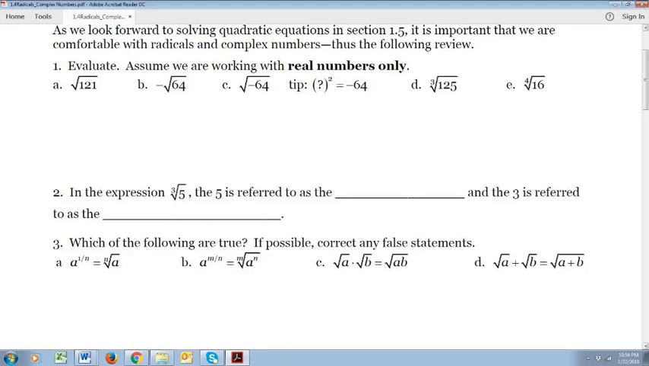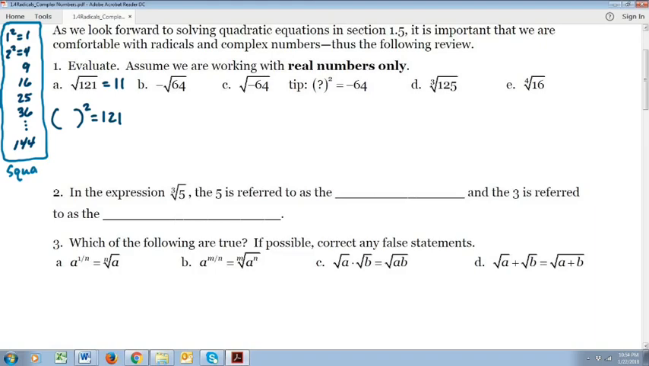On 1a, we need to find the square root of 121. So that means we need to figure out what number we square to get 121. When you're doing these problems, it's going to be important that you know your perfect squares. So I'm going to go ahead and write those down, and in this case 11 squared is 121, so that's my answer. But here are our perfect squares, and these are the ones that you ought to know, the ones that we run into the most.